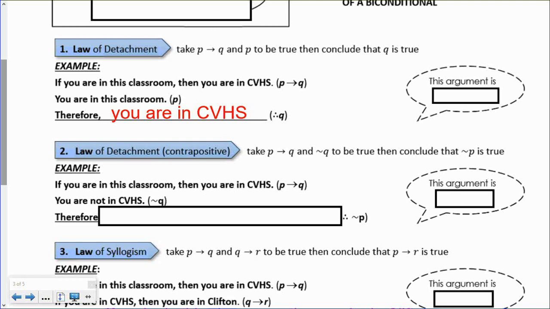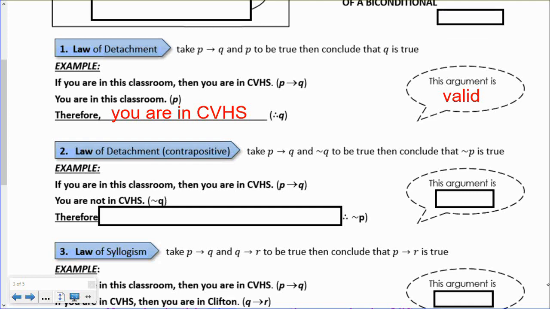So you begin with your if P then Q. If you're in this classroom, then you're in CVHS. Then you split the two ideas apart and they each get their own line. Now notice how these two don't have the if-then structure. Only the first sentence has if-then. And then they just give you the hypothesis and then they just give you the conclusion with the therefore in front. So there's no more if-then in here. They kind of just took the ideas and wrote them down separately. Right, so this is a valid argument.